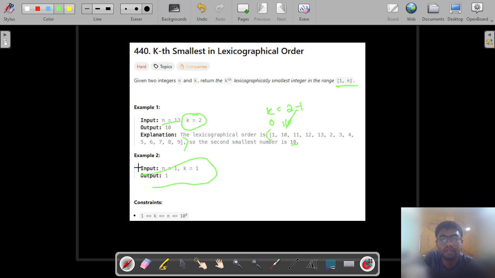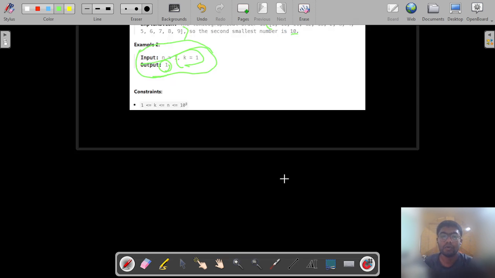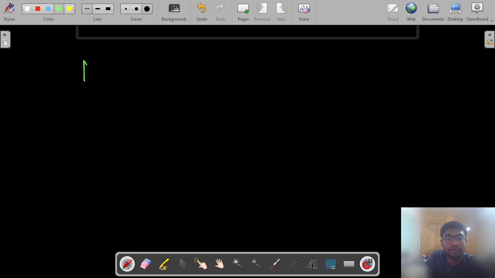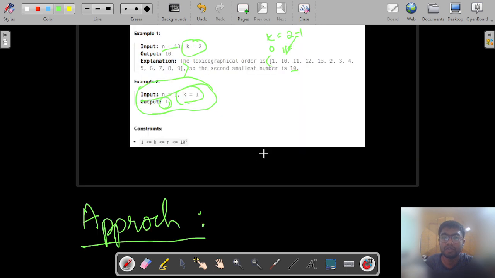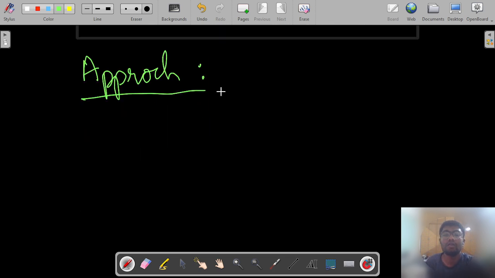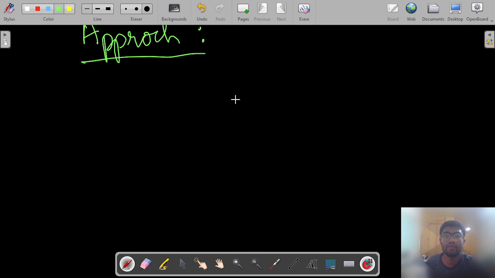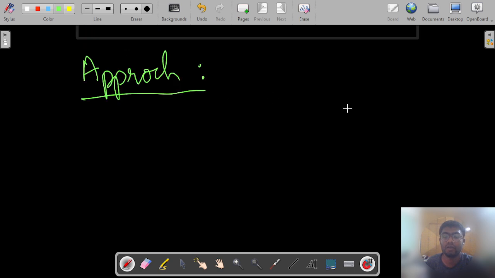Similarly, this is an example where if n is equal to 1 and k is equal to 1, we need to return the zeroth element which is 1. So that's the whole thing. So let us think about an approach. Yesterday we had looked into DFS, but today we are asked to find a specific index from the lexicographically generated array. So we might need to optimize our approach from yesterday or think a bit differently.